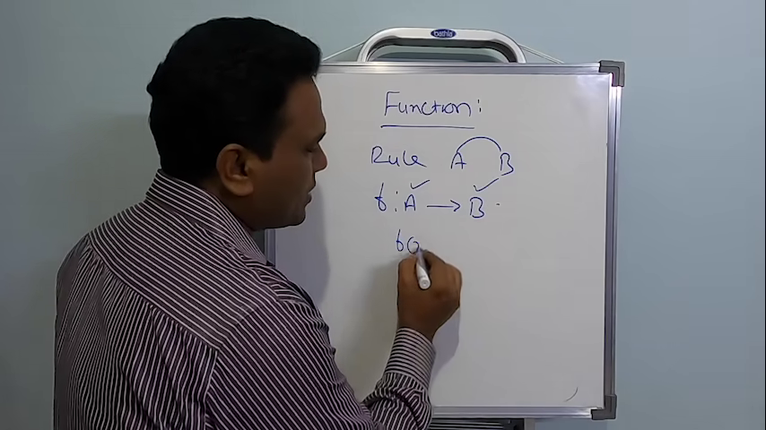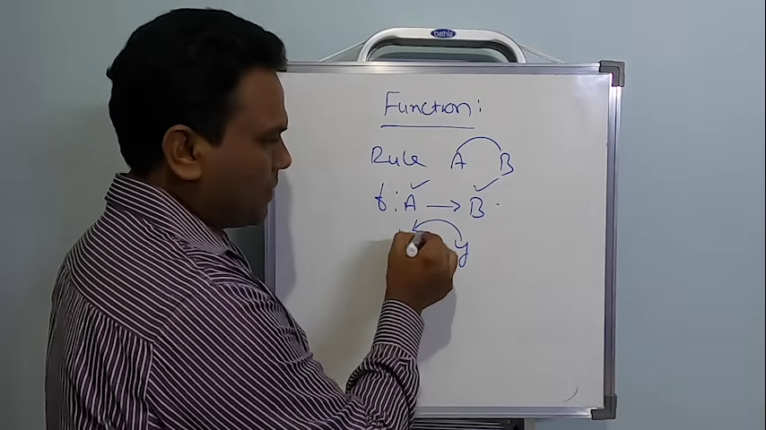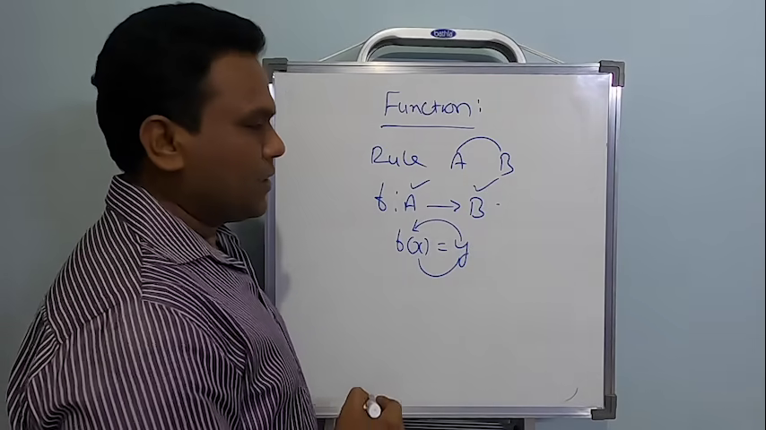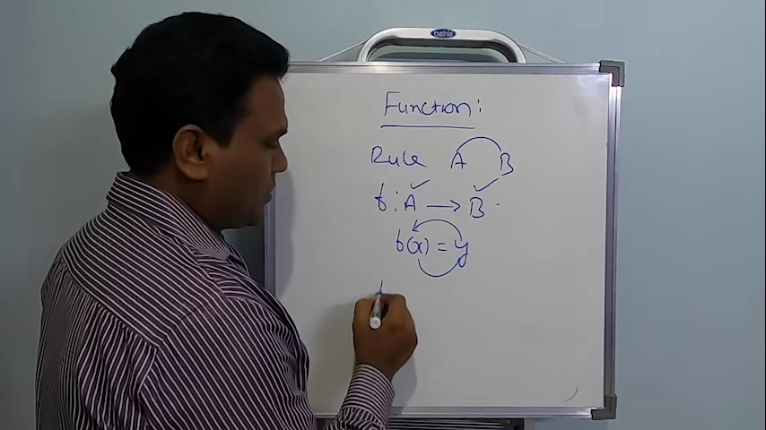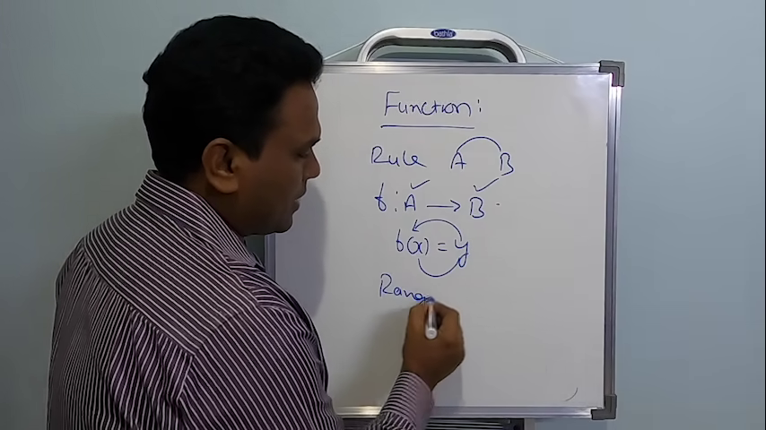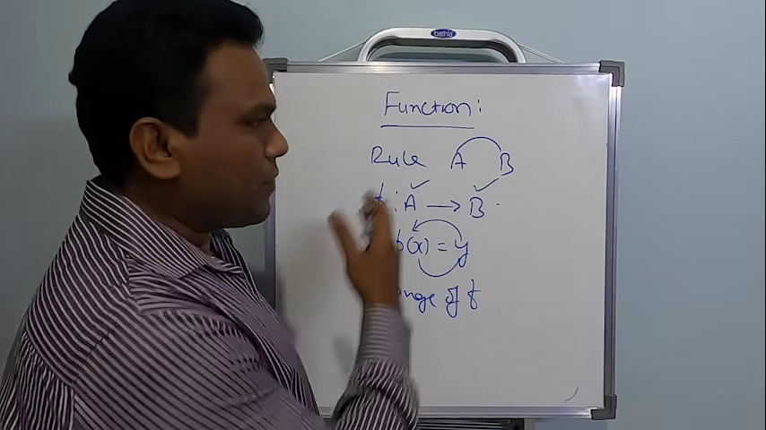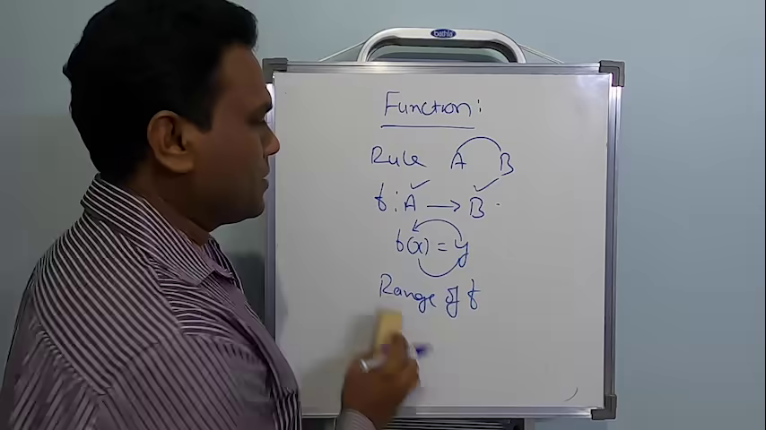If a function is defined by f of x equal to y, then y is called the image of x and x will be called the pre-image of y. Fine. And the collection of all the images will be called the range of the function f. Apart from the basics of definitions, we studied different types of functions.